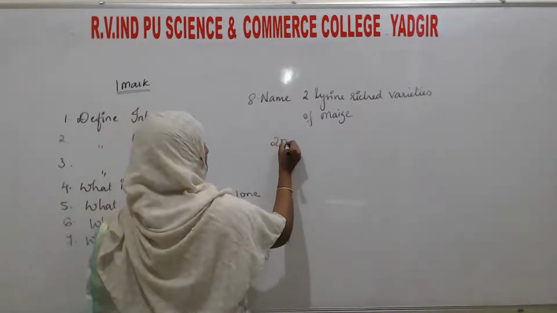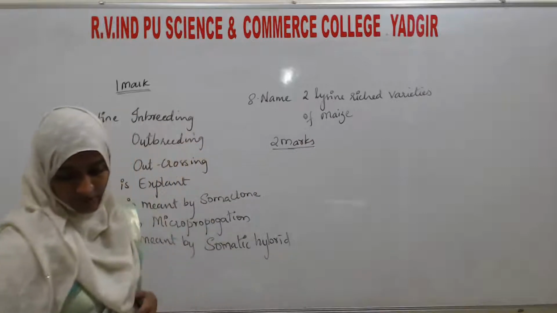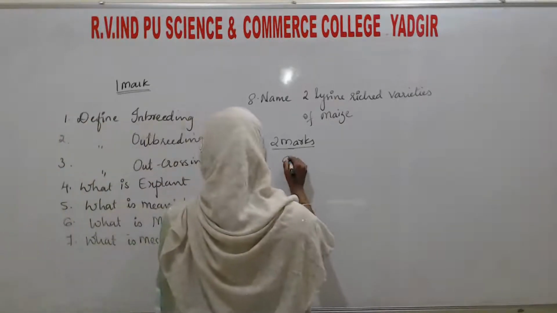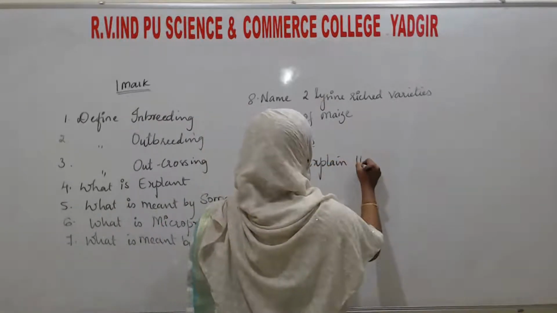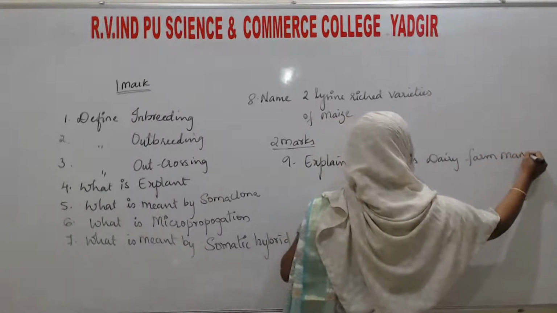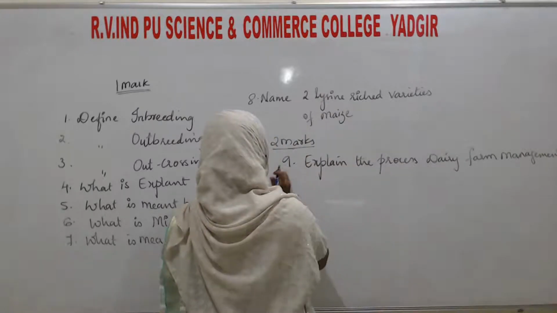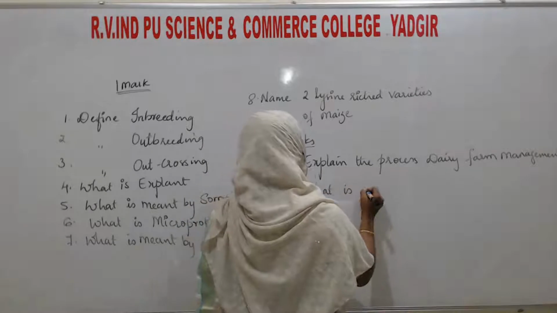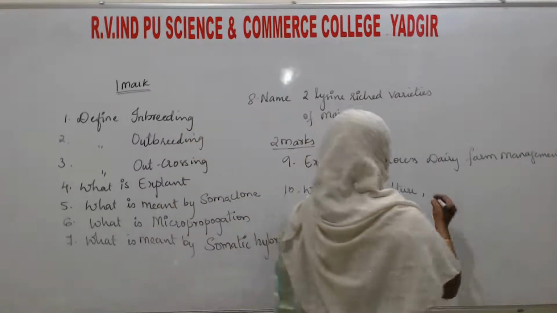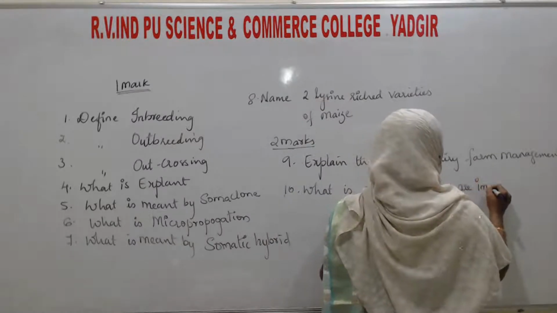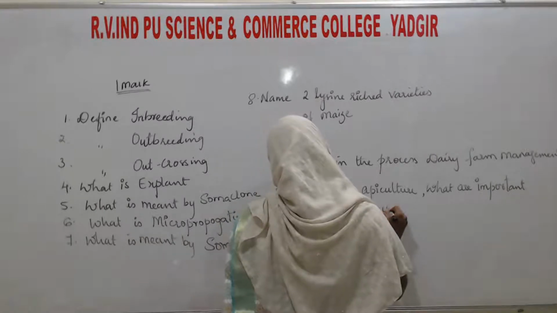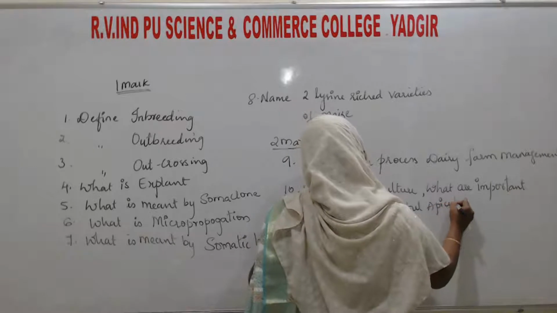Except these, for 2 marks, if you see, what are the questions for 2 marks? What is dairy management? Or explain the process of dairy farm management. Then, what is apiculture? And what are the important steps for successful apiculture? This is one question.